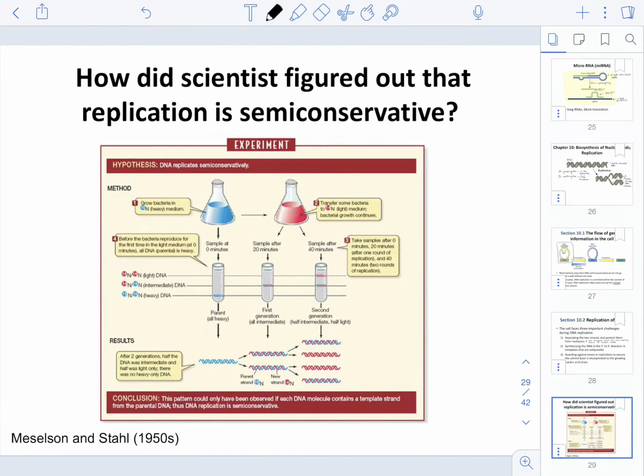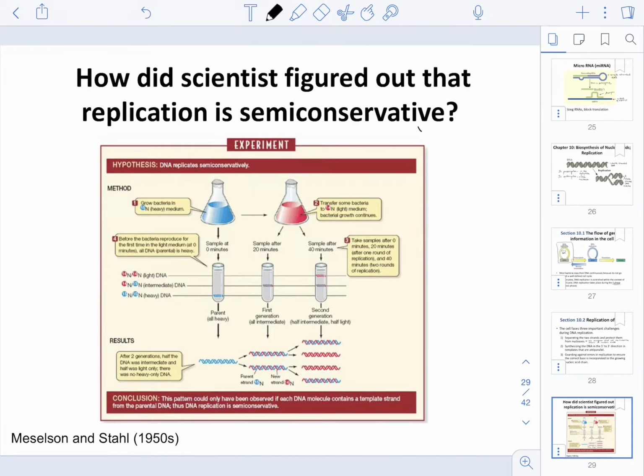First, let's discuss how science figured out that replication itself is called a semiconservative process. The work for showing that DNA replication is semiconservative were the experiments that were performed by Meselson and Stahl in the 1950s. So the basic experiment goes as follows. They hypothesized that DNA is going to replicate semiconservatively.